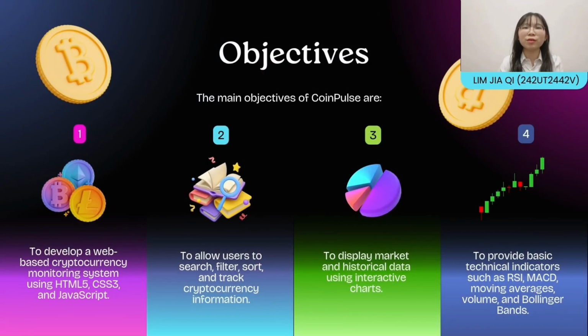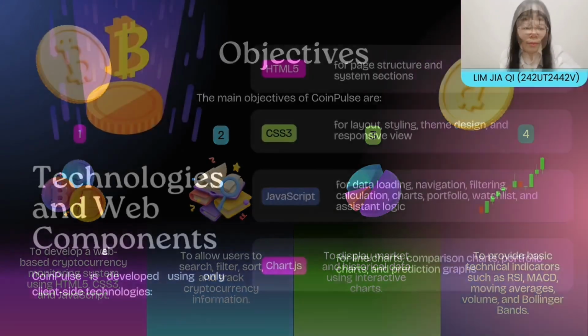The main objectives of CoinPulse are to develop a web-based cryptocurrency monitoring system using HTML5, CSS3, and JavaScript, display market and historical data using interactive charts, provide basic technical indicators such as RSI, MACD, moving averages, volume, and Bollinger Bands, and allow users to search, filter, sort, and track cryptocurrency information.